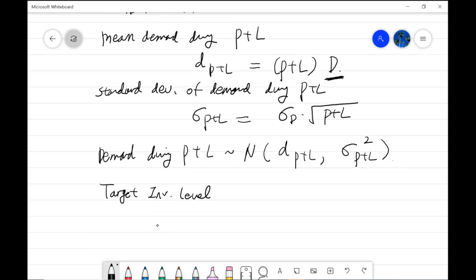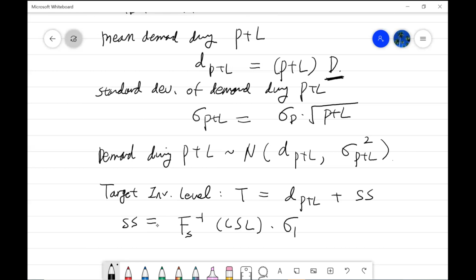Let's say it is T, that is the average demand during the P plus L plus the safety stock. But what about safety stock here? Safety stock is, again, just like what we did in the continuous review system, the inverse cumulative standard normal distribution function of the cycle service level, multiplied by sigma P plus L.